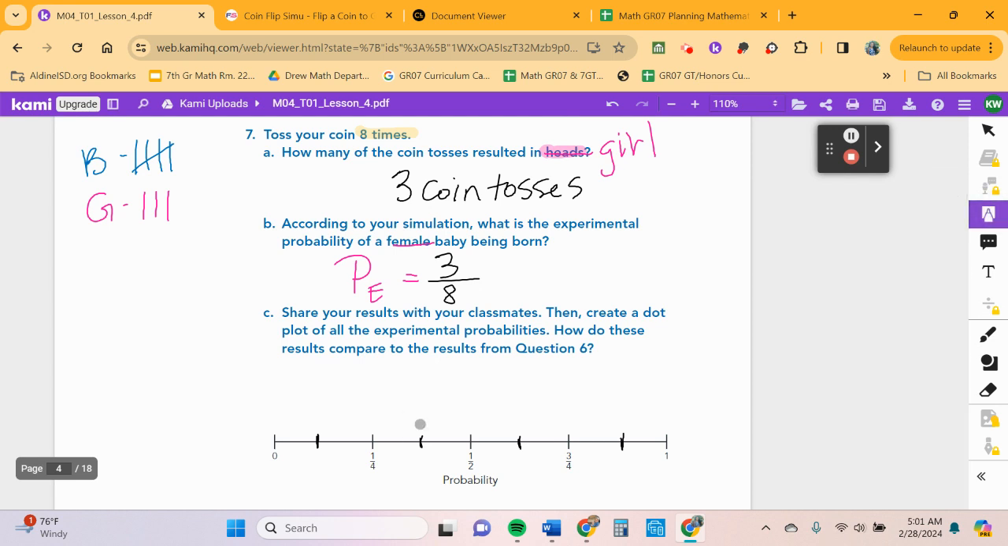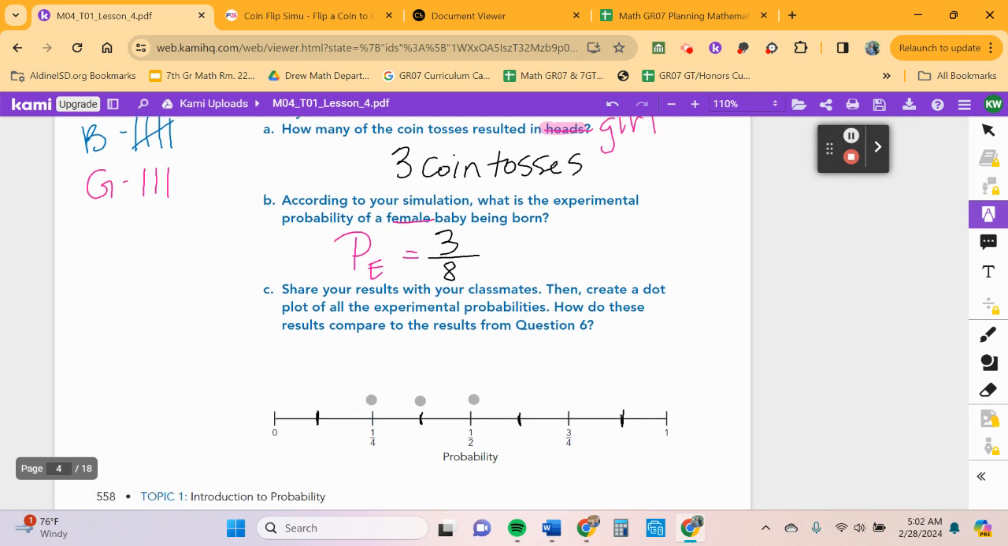Now, some of our groups may have 3/8. Some of your classmates may get 4/8. Some classmates may get 2/8. But as you get more different results, you would see the different possibilities of the experimental probabilities that they got.